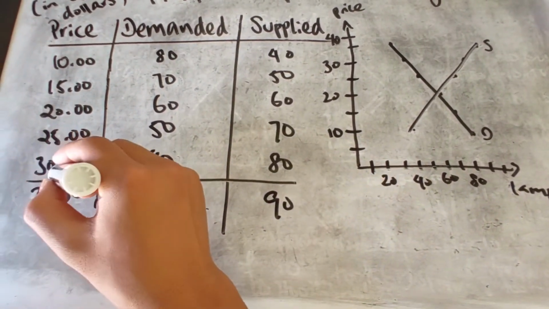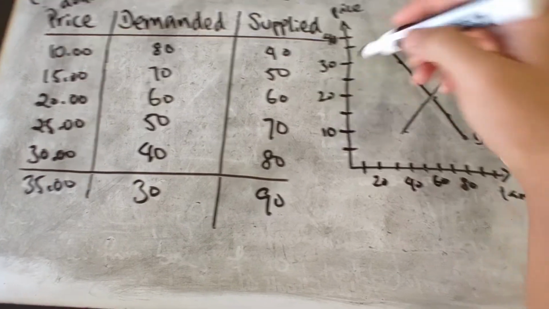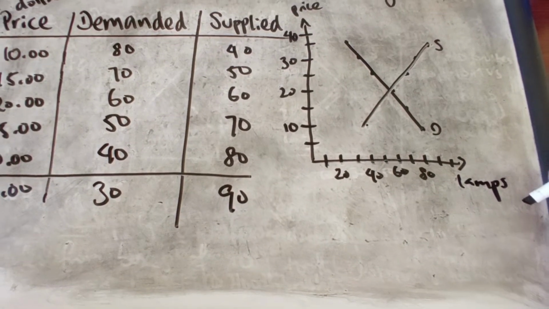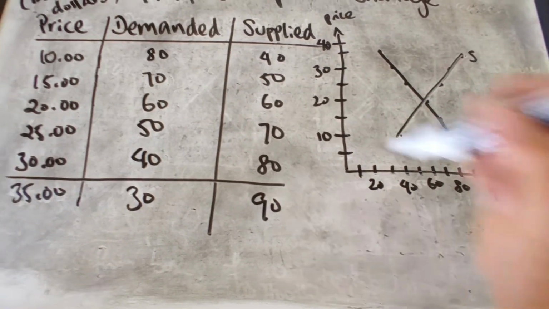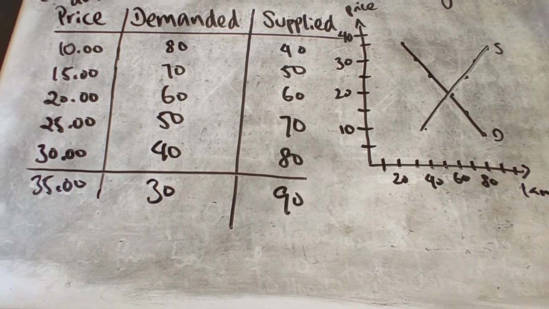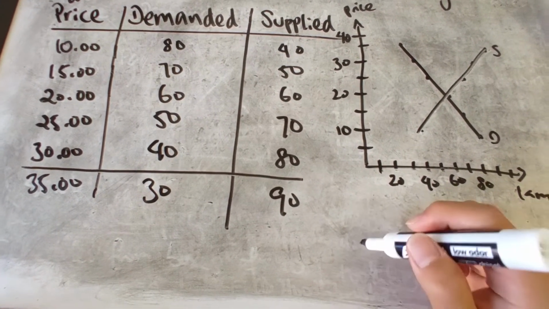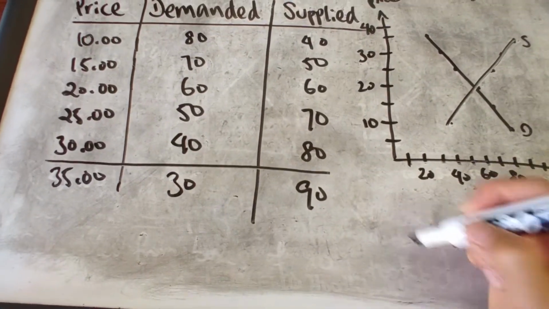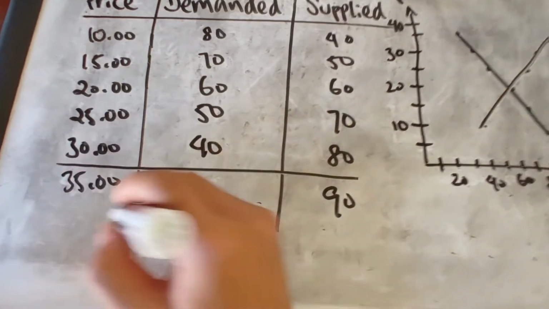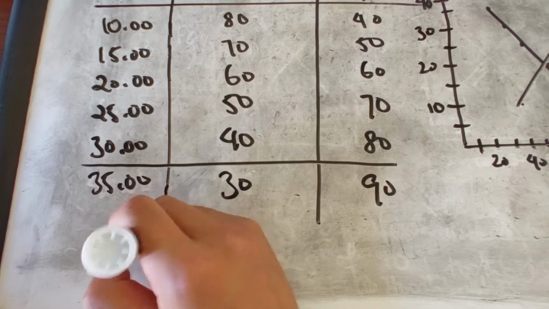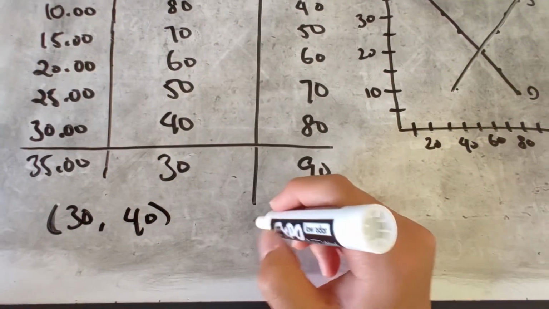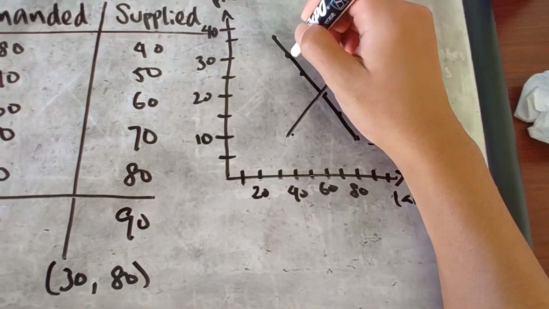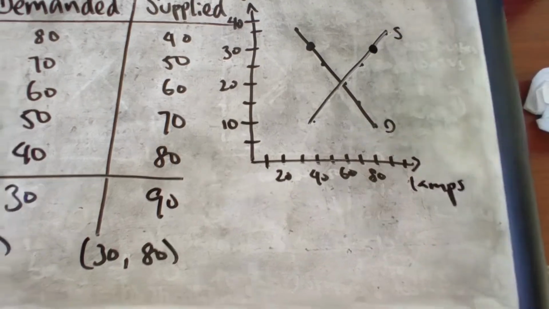Over here we have the price, and the graph is comparing the price and the lamps, and the quantity demanded and supplied are the number of lamps. We can make an ordered pair that has the amount of lamps and the price. So for the quantity demanded, we could clarify that as 30, 40, and for the one supplied, it would be 30, 80. The one demanded would be this one over here, and the one supplied would be this one over here.